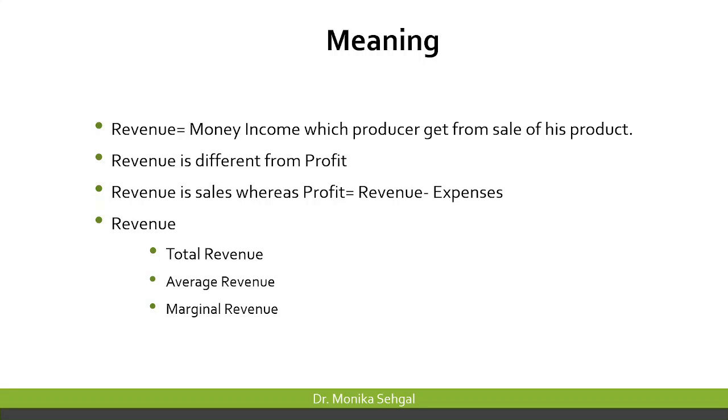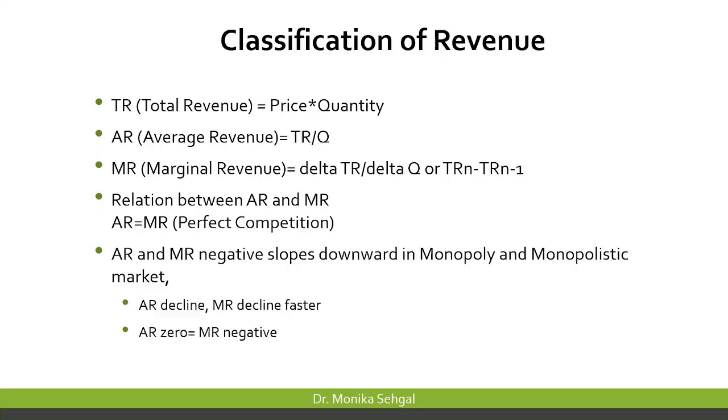So revenue has three types: total revenue, average revenue, and another type of revenue, the marginal revenue, which is a very beneficial and very important topic. So the classification of revenue: the total revenue. Total revenue is price into quantity.